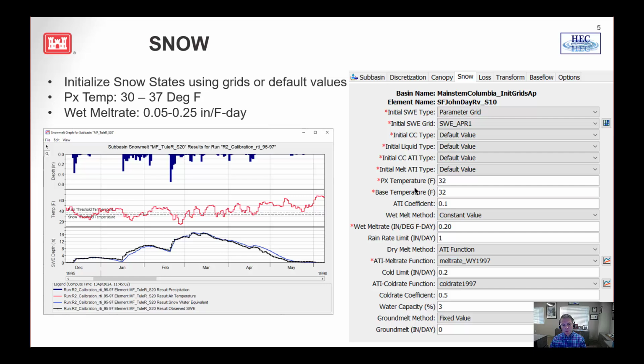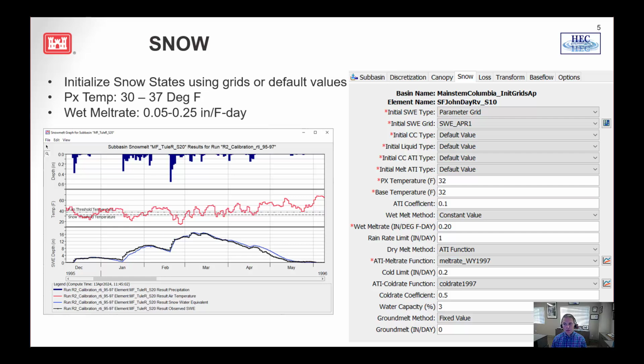In this example, the PX temperature is set to 32 degrees Fahrenheit. And so if the temperature was 33 degrees and it was precipitating, then that precipitation would be falling as liquid rain. If the air temperature was 31 degrees, then the precipitation would be falling as frozen.